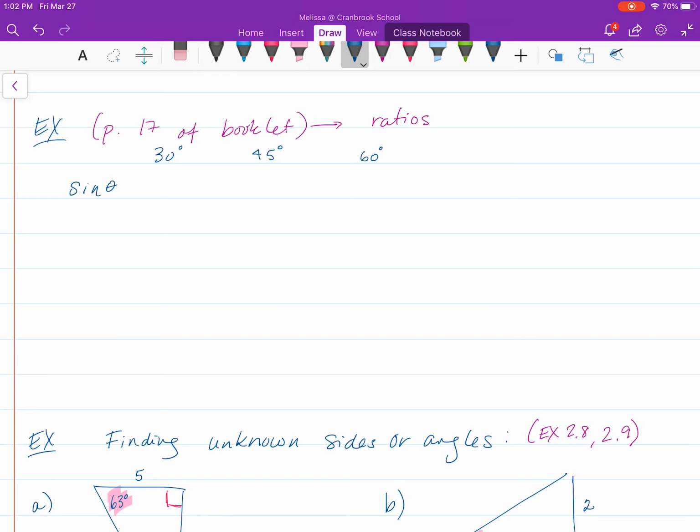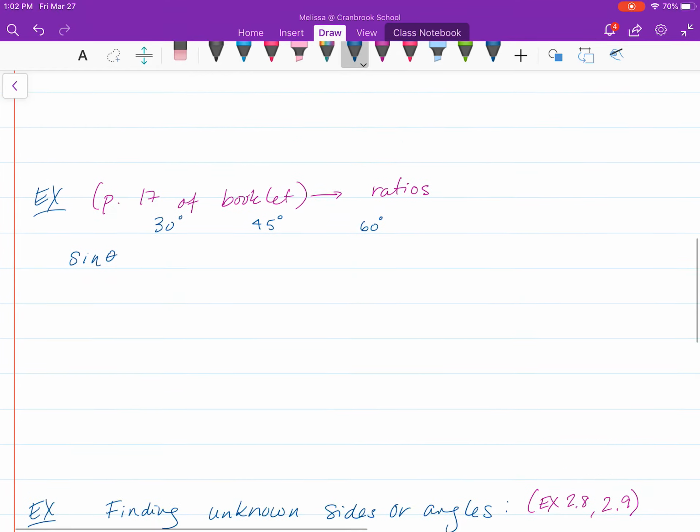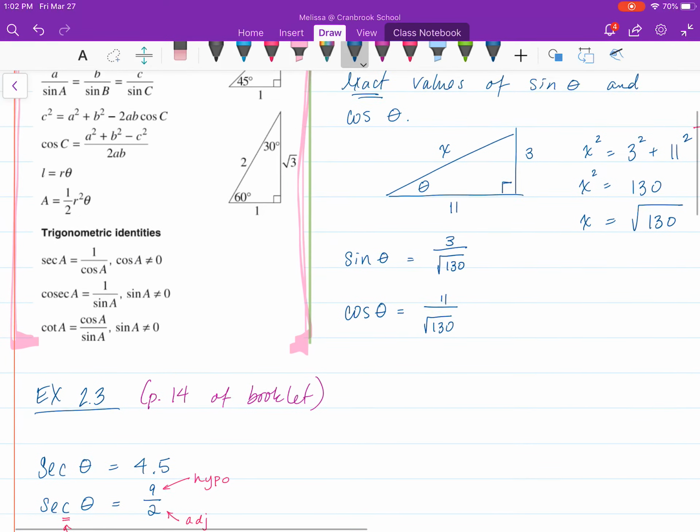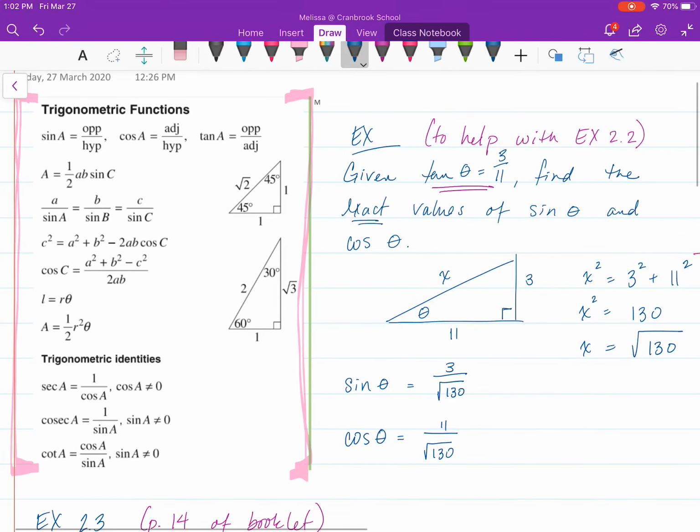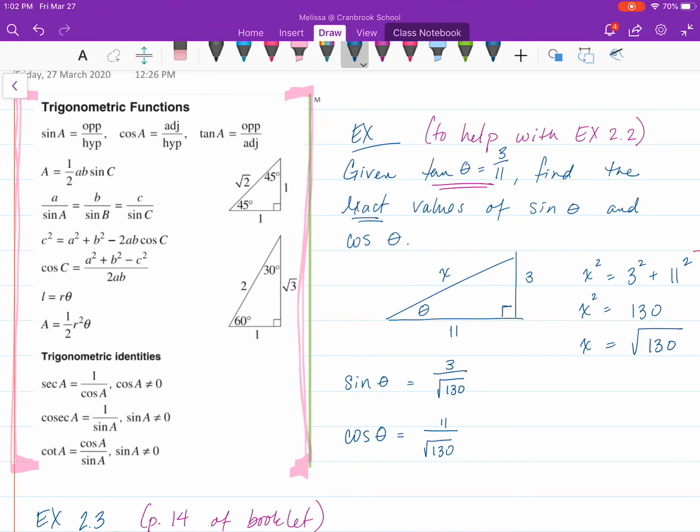At the top of page 17, you also have the two triangles that you will also have available to you in every test you will ever sit. So on your reference sheet, notice you have these same two triangles, 45, 45, 90, and 30, 60, 90 on your reference sheet.